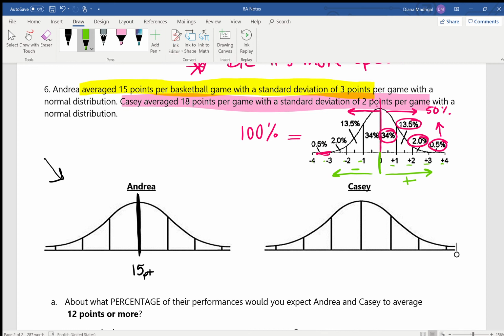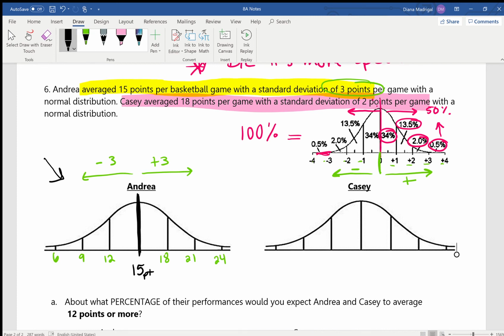The standard deviation for Andrea is 3 points. That means from the middle to the right, I'm going to add 3. From the middle to the left, I'm going to subtract 3. So 15 plus 3 is 18. 18 plus 3 gives me 21. And 21 plus 3 gives me 24. 15 minus 3 gives me 12, 9, and 6. Alright, we found Andrea.